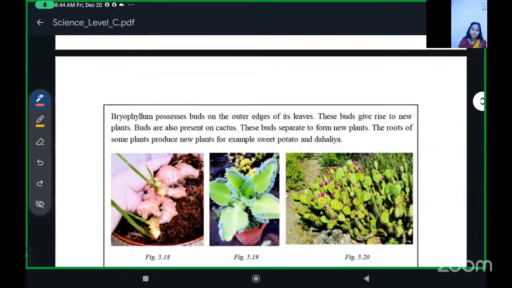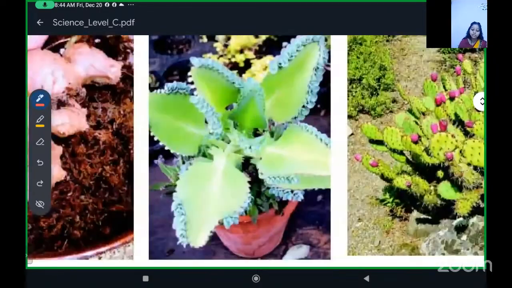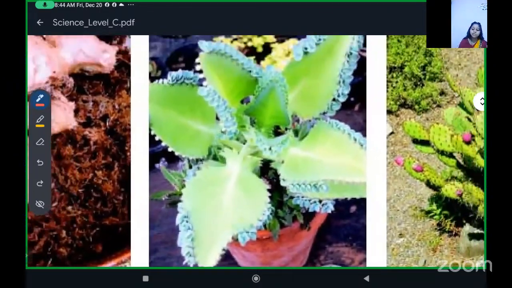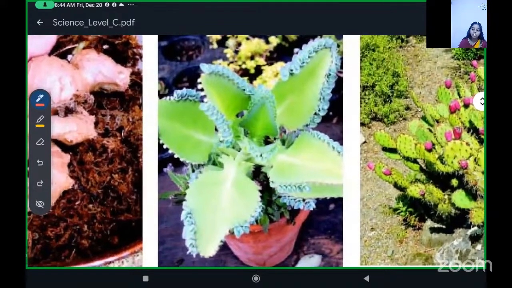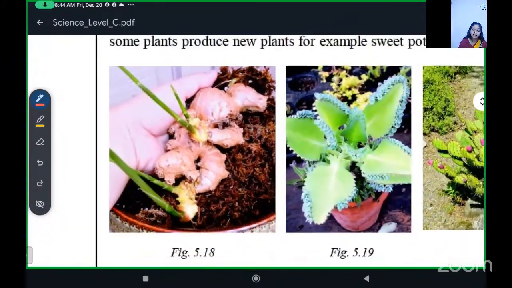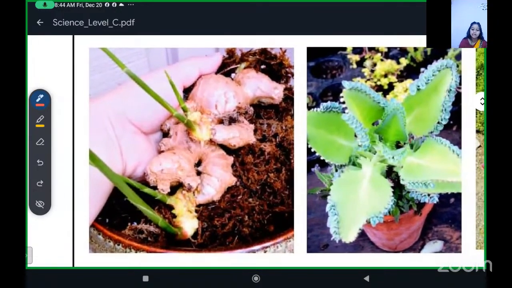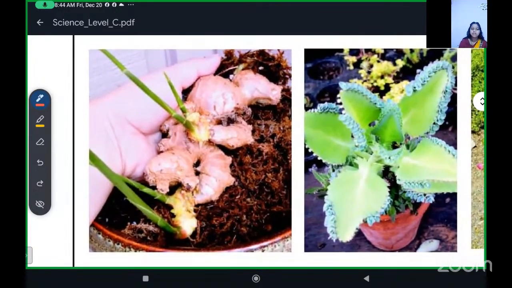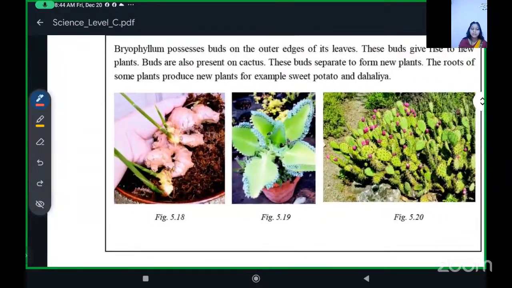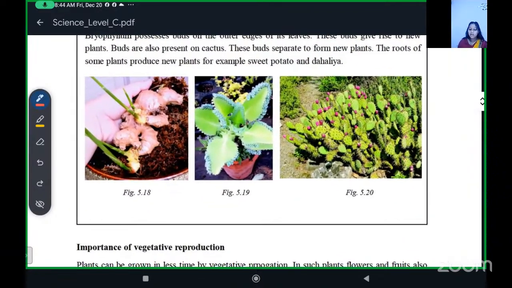Can you see the new small plants growing on the leaves of this plant? And this also, I think it's ginger. The green part is cut and then planted back into the soil. So this is asexual reproduction.